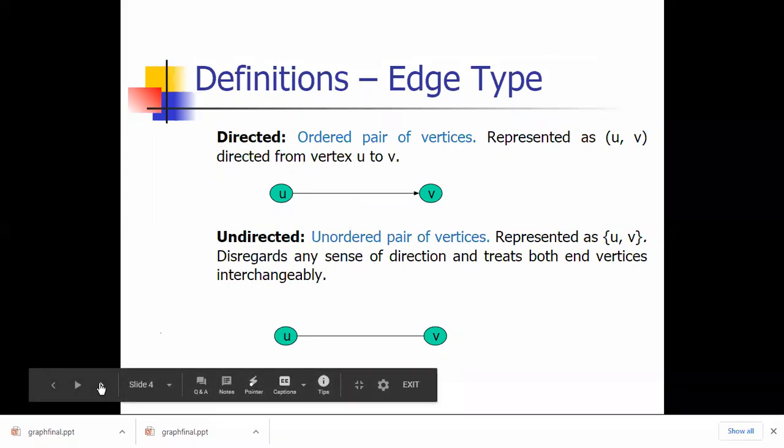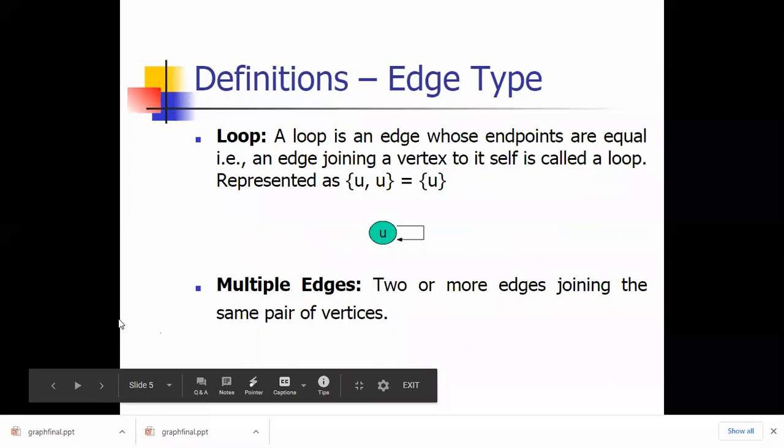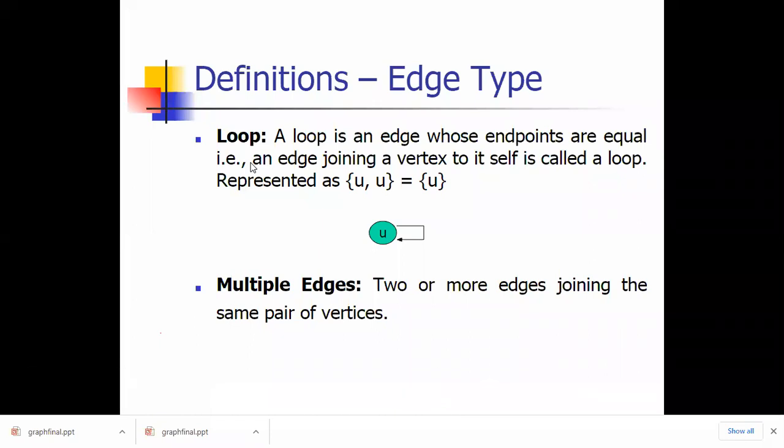These are the basic parts. You should know this part. Okay. So the next edge type is loop. So what is meant by loop here? A loop is an edge whose endpoints are equal. Means what? An edge joining a vertex to itself is called a loop.